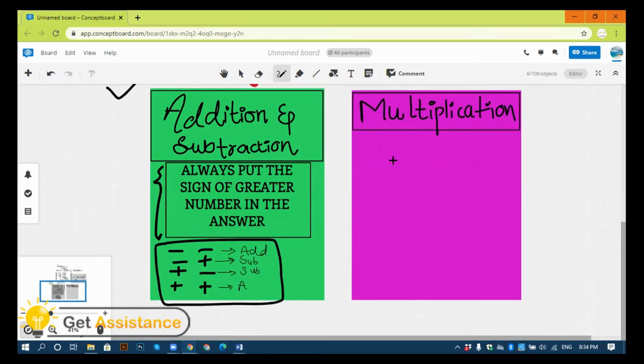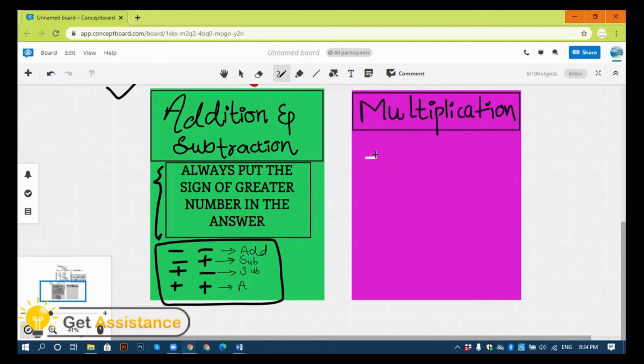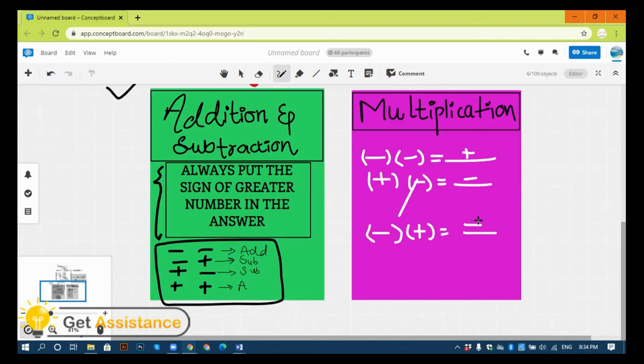Okay, now let's move towards multiplication. When we multiply two negative numbers, we always put the sign of positive. When we multiply a positive with a negative number, we always put the sign of negative. When we multiply a negative and a positive number, we always put the sign of negative. And when we multiply two positive numbers, we always put a sign of positive.